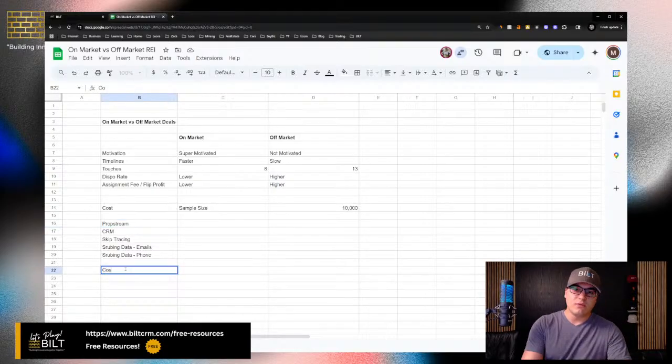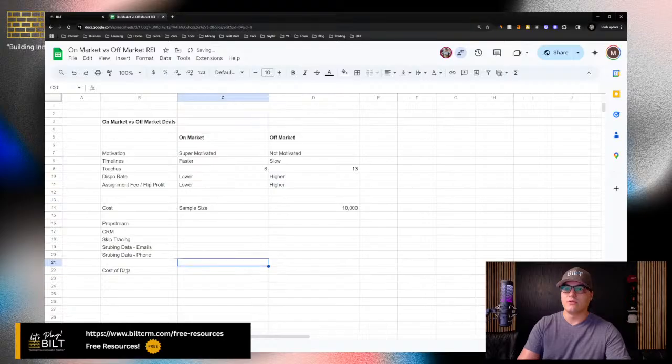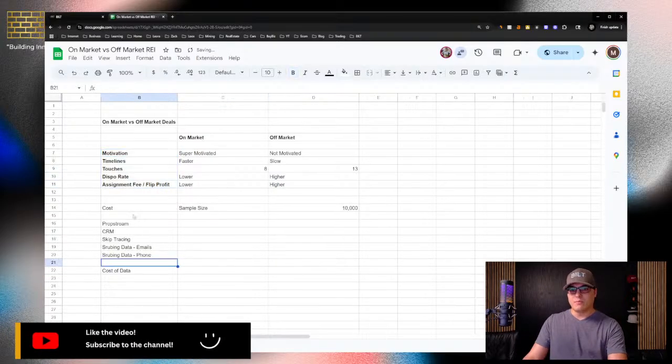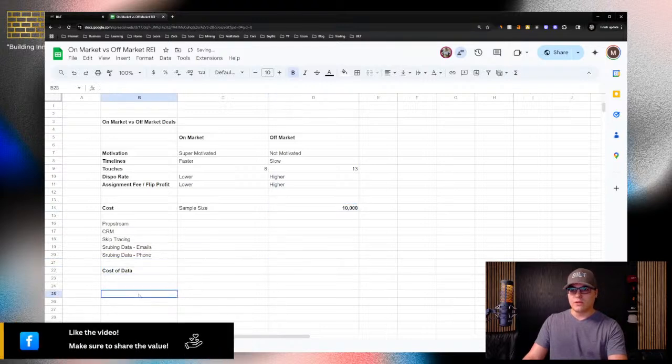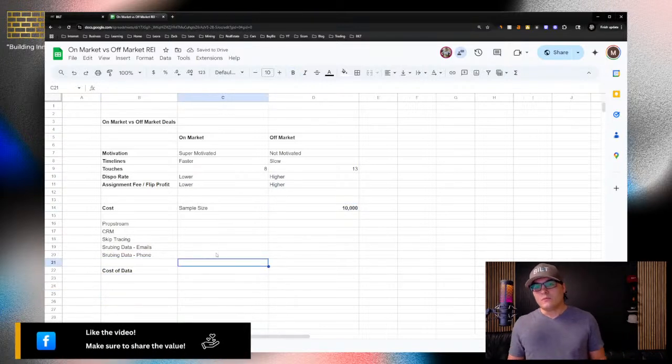So right here, I'm going to do a little sum at the bottom. I'm going to call this cost of data, just so we can get an understanding right here. And for this purpose, let's just clean this up a bit. So we're actually really clean right here. But let's look at this, right?